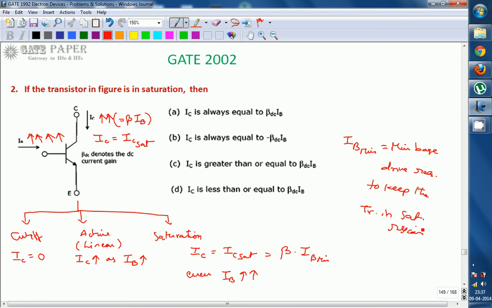So IC follows linearly till this point, and if you increase IB more than this, IC will not increase. So IC will be less than or equal to beta times IB. At most it will be equal to beta times IB minimum, and otherwise IC will always be lesser than this value. The right answer is D. IC is less than or equal to beta times IB. Here, strictly speaking, IB is IB minimum only.